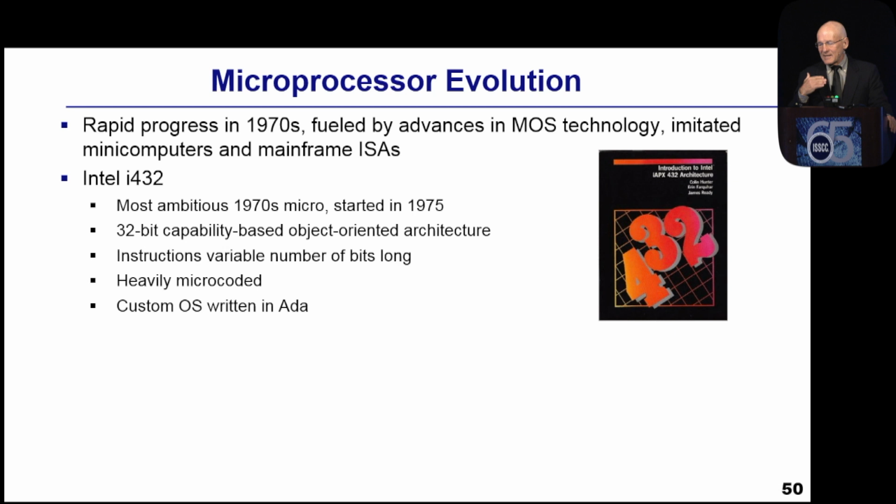And eventually they came back with an incredibly ambitious one. It's 32-bit addressing, where they needed 16-bit addressing, and it was what's called a capability-based operating system today. The instructions weren't multiples of bytes, they were multiples of bits. They could be 2 bits wide or 19 bits wide. A lot of microcode, and they even wrote their own custom operating system in an esoteric programming language.